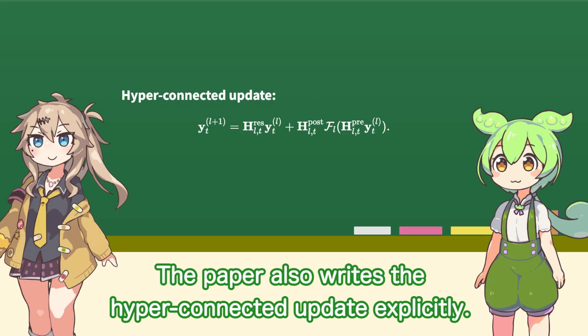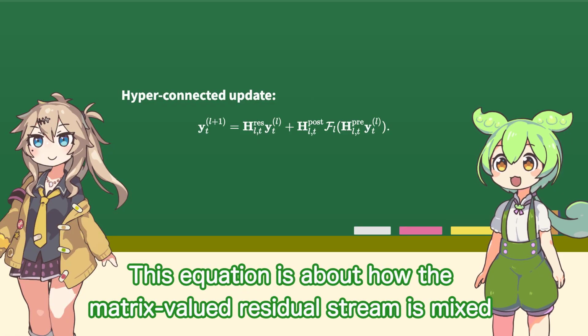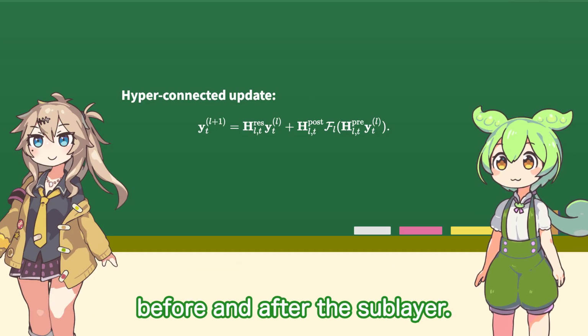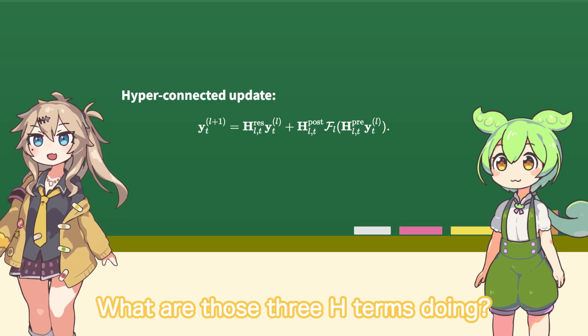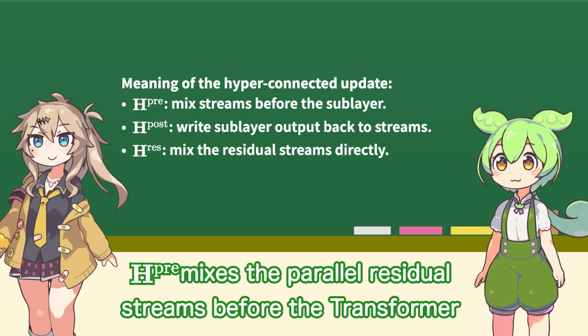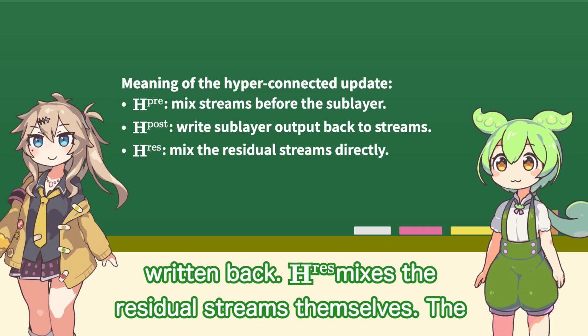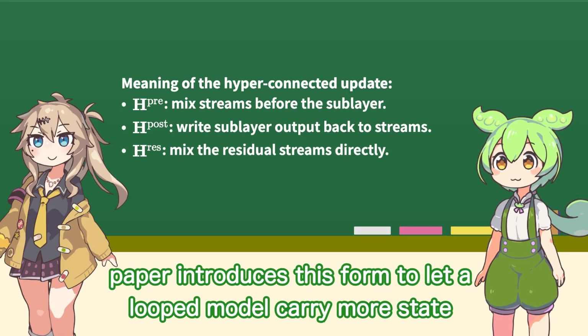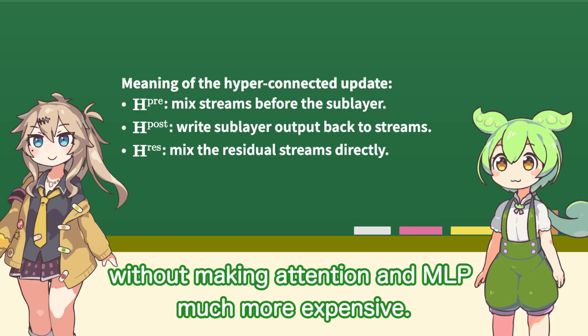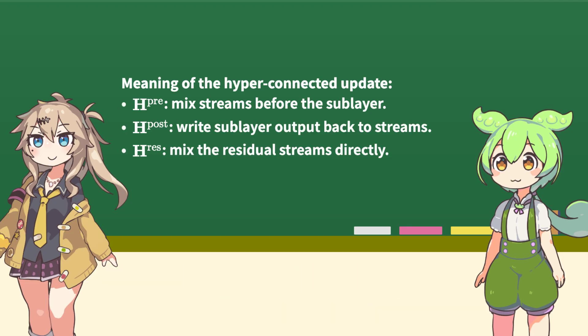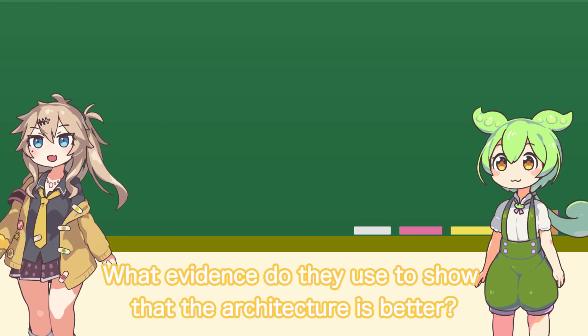The paper also writes the hyperconnected update explicitly. This equation is about how the matrix-valued residual stream is mixed before and after the sublayer. What are those three H terms doing? H pre premixes the parallel residual streams before the transformer sublayer sees them. H post controls how the sublayer output is written back. H res mixes the residual streams themselves. The paper introduces this form to let a looped model carry more state without making attention and MLP much more expensive.